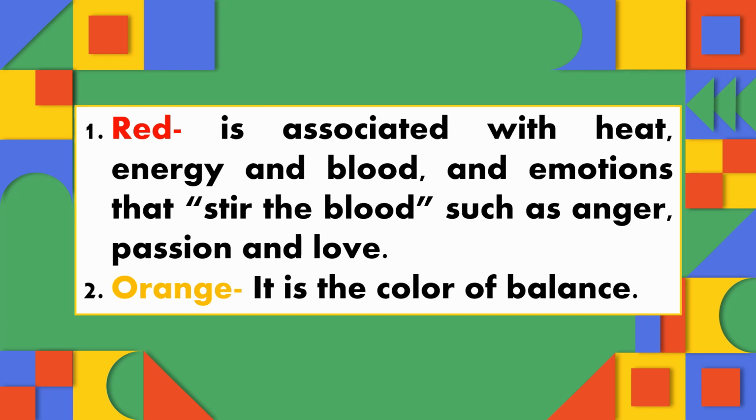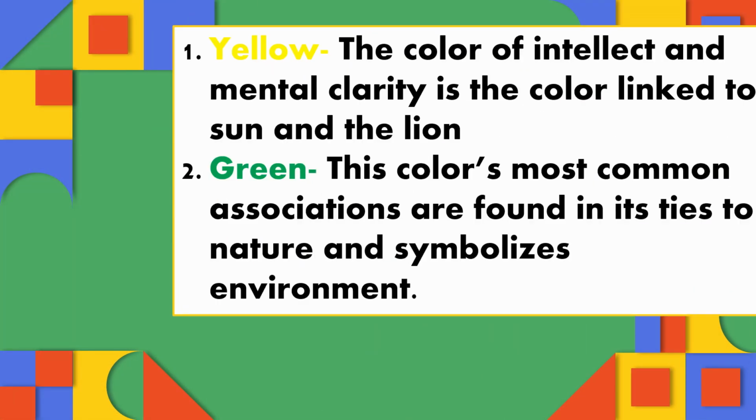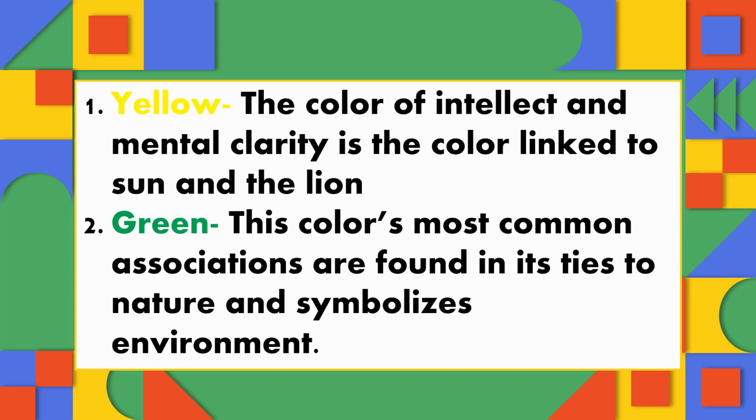While the orange color is sometimes associated with the color for balance, while the yellow is the color of intellect and mental clarity, while the green, ang green very common yan for the nature and also for the environment.